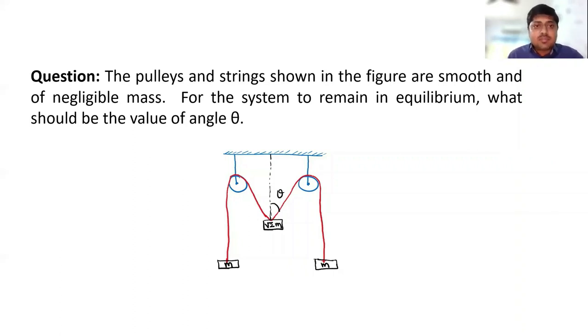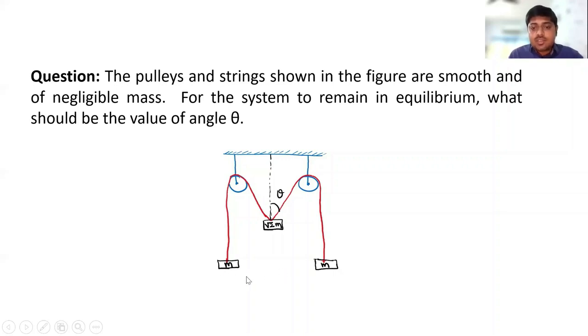Our next problem is: the pulleys and strings shown in the figure are smooth and of negligible mass. They are shown here in this figure. For the system to remain in equilibrium, what should be the value of angle theta? So let's first understand this problem, which is shown here in terms of these block diagrams.